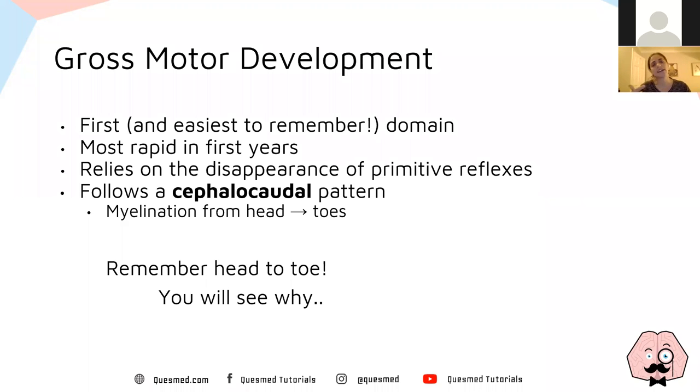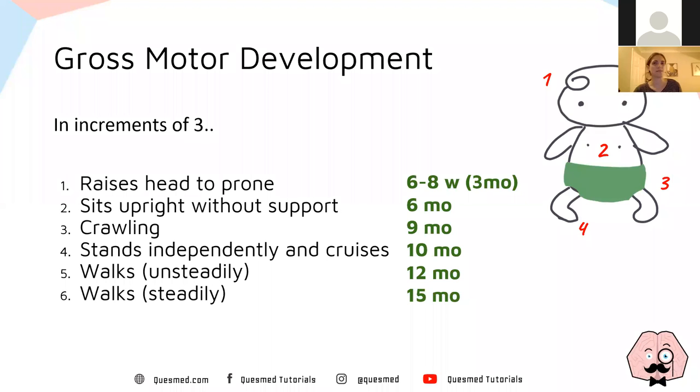Now, the other important thing, which will make it click in your mind and you'll go, aha, that makes sense, is that it follows a head-to-toe pattern. In fancy words, we call it a cephalocaudal pattern of development. That makes sense from a physiology point of view, because myelination happens first from the head down, so you start getting better control of your skeletal muscles from the head, and then later on your toes. So when we first start looking for head support and head control, and then walking later on, that's because it follows this pattern. So remember that, because it's quite a useful one.